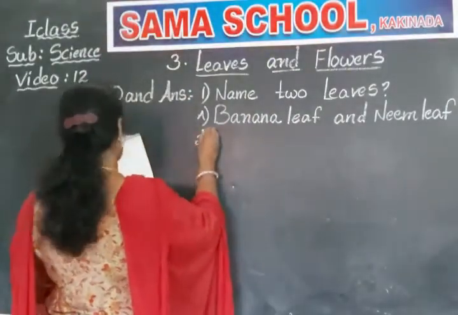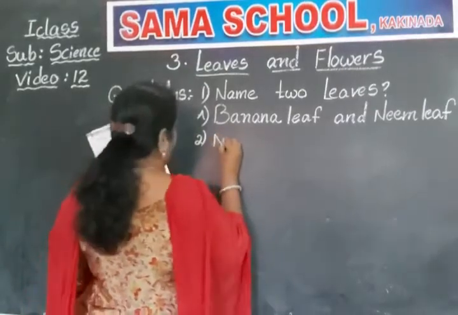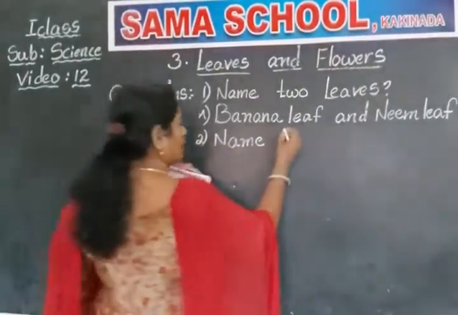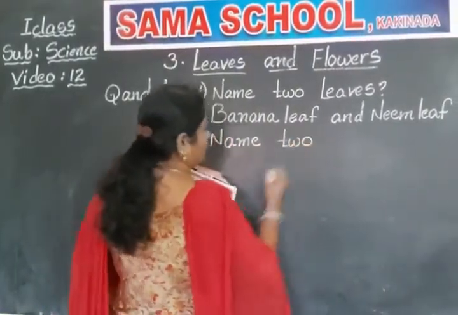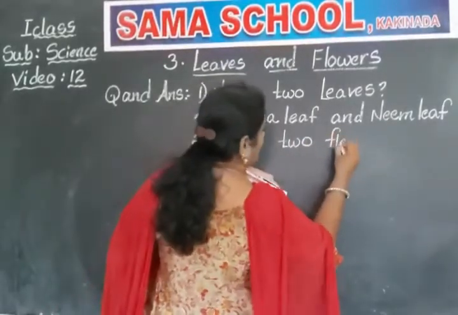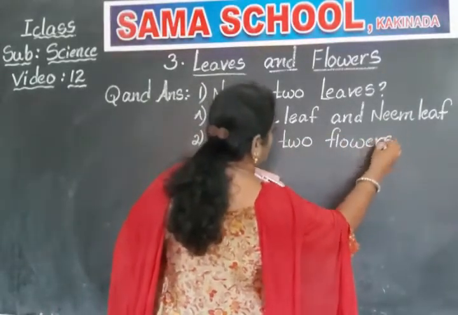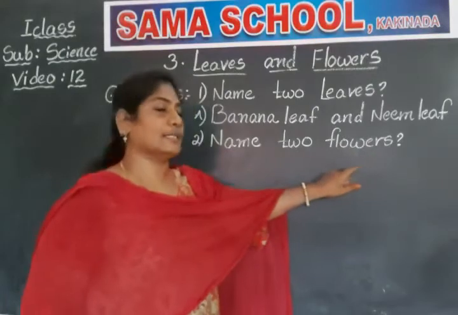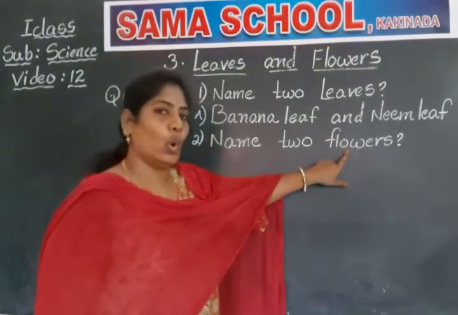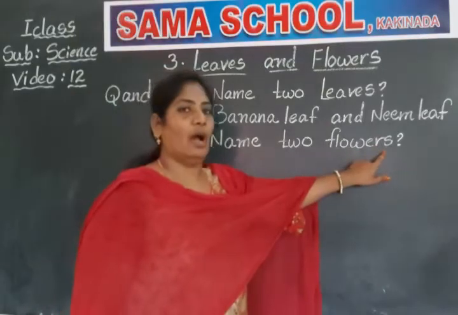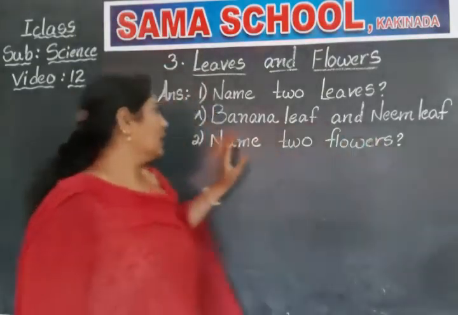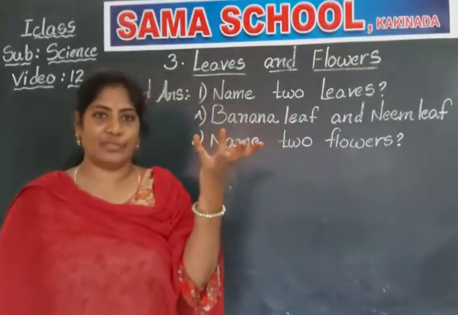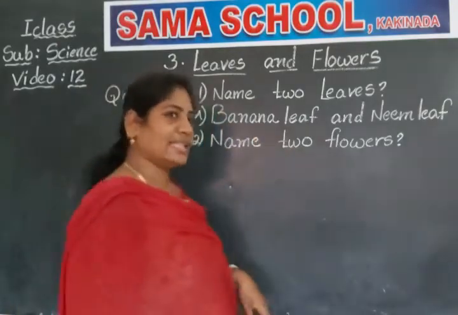Second one. Name, N-A-M-E. Two flowers. Name two flowers, F L O W E R S. I already showed you so many examples of flowers. Now, in that we will take two flowers as examples.